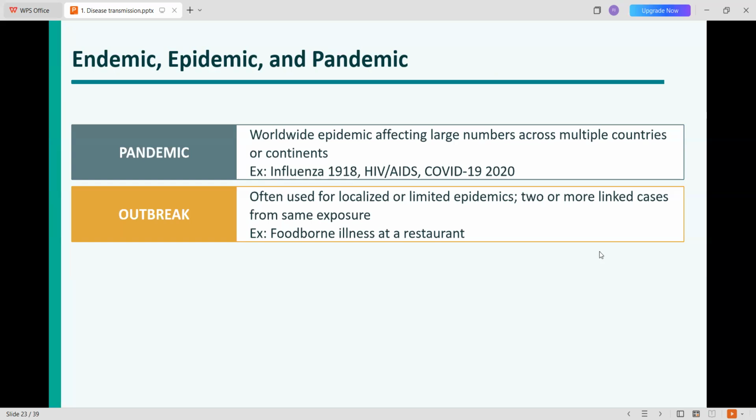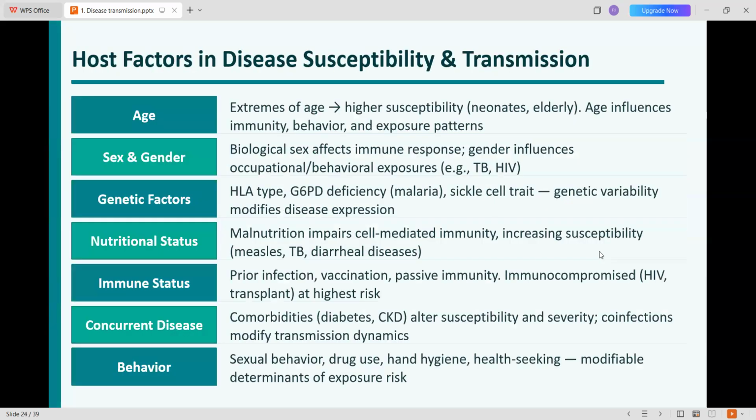For example, foodborne illness at a restaurant. Next is the host factor in disease susceptibility and transmission. Include age, extremes of age, high susceptibility; sex and gender, biological sex affects the immune response, gender influence; occupational and behavioral exposure, for example, TB and HIV. Genetic factors like HLA type, G6PD deficiency, sickle cell trait.